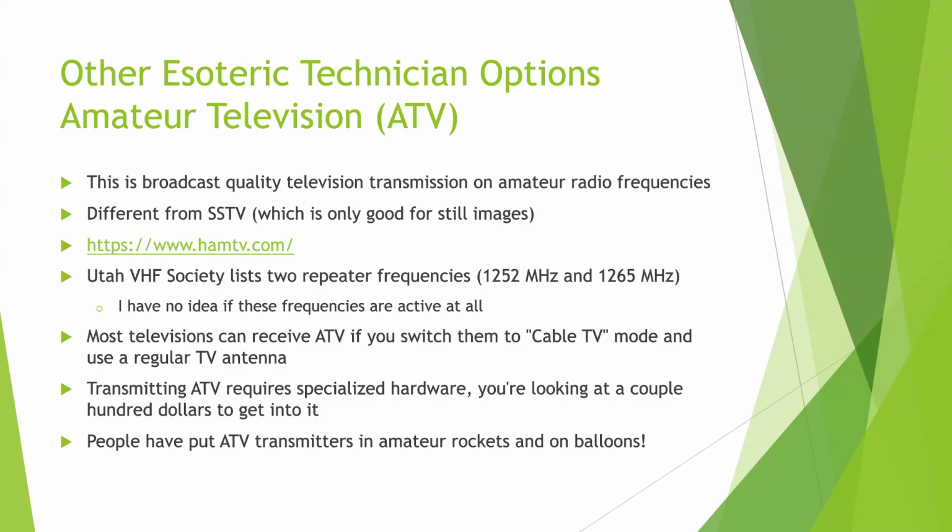There's systems you can buy that are not super expensive, a couple hundred dollars, and you can be into it, to actually take a video signal from a video camera and transmit it on one of these bands that you can use for this, and then receive it with a regular television. And people have put these kinds of transmitters in amateur rockets and balloons as well. So, that's something that you can actually do. It's really kind of cool.